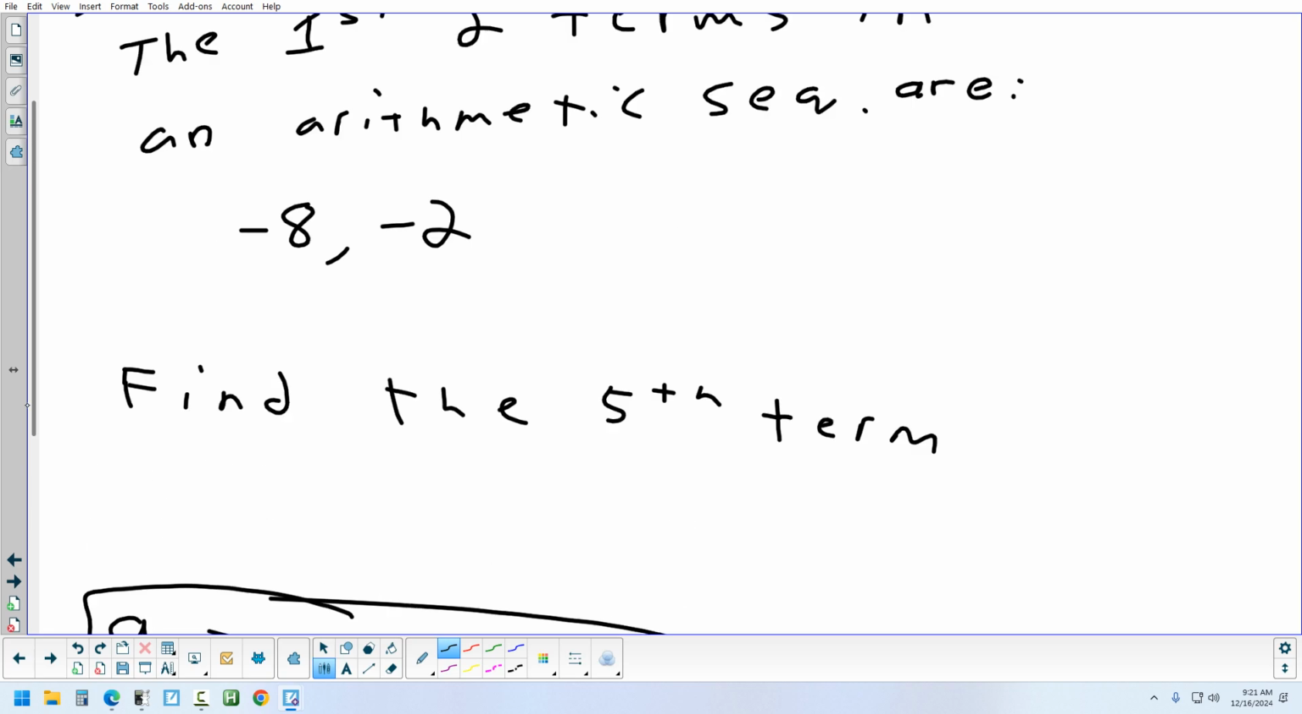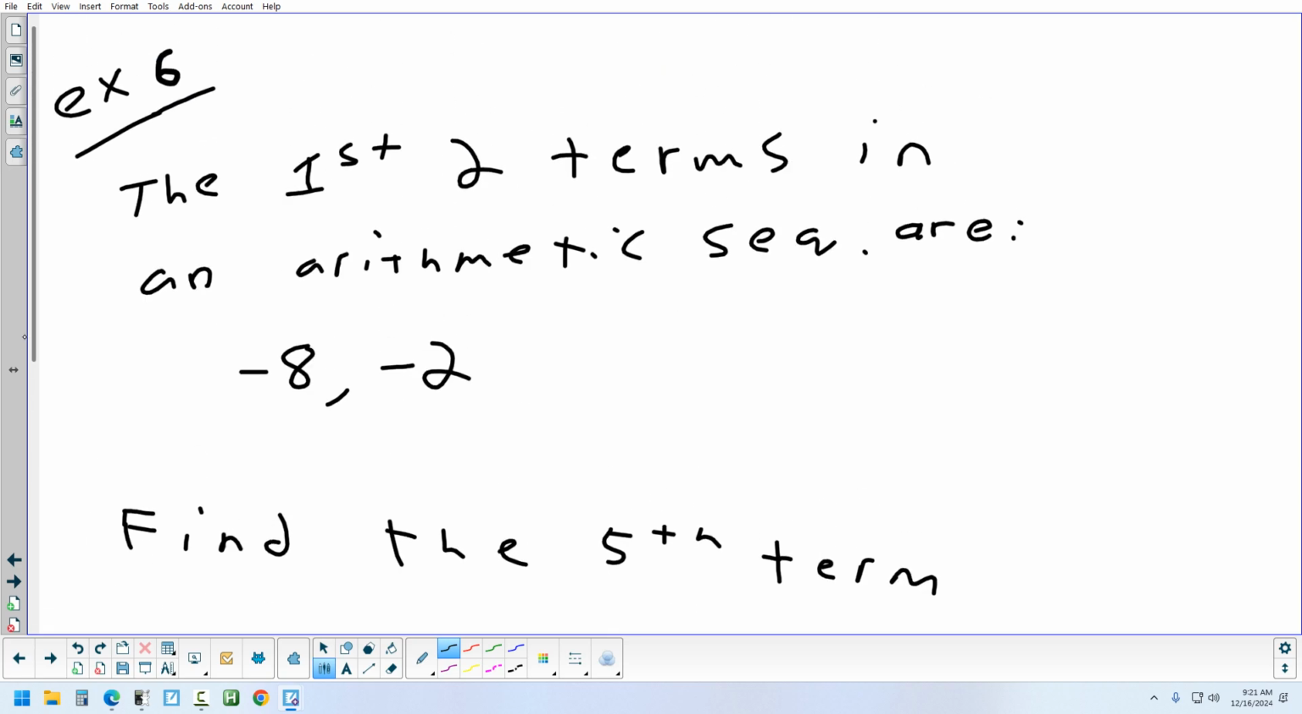All right, so now it says the first 2 terms of the arithmetic sequence are given. We're going to find the 5th term, and you know what? Actually, just to make that a little bit more interesting, let's find the 50th term. 5th term would be easy. All you'd have to do is do the pattern. You already got the first 2. Just do the pattern 3 more times, and you're at the 5th term. 50th term, I don't want to do the pattern 40-something more times.